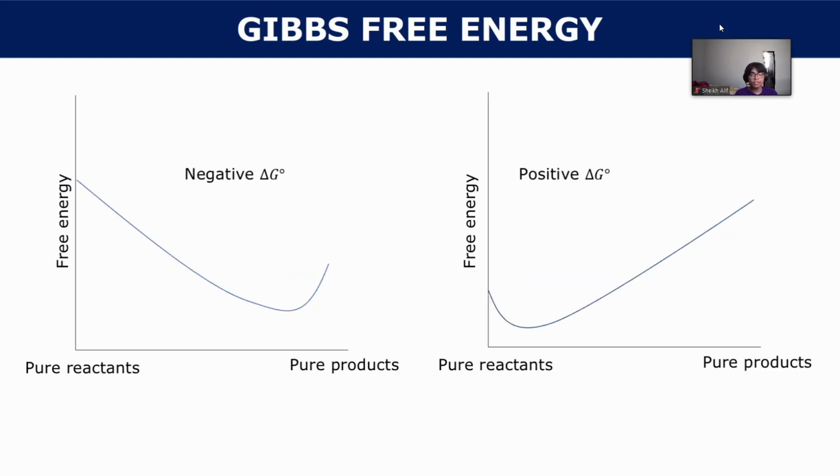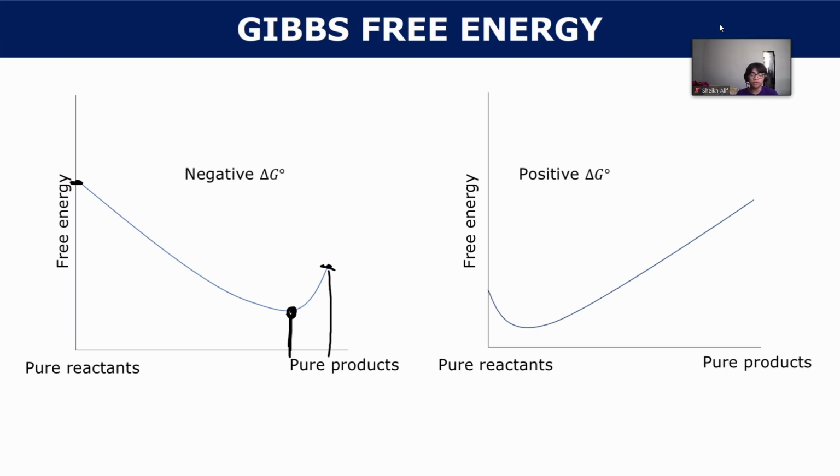For equilibrium reactions, they're not going to be this linear line. In fact, if we look at the progression of a reaction from pure reactants to pure products, it goes from here to here. But in fact, at pure products, that is not where the system is at the lowest free energy. The lowest free energy is somewhere in the middle, right here. At this point is where the reaction will stop.